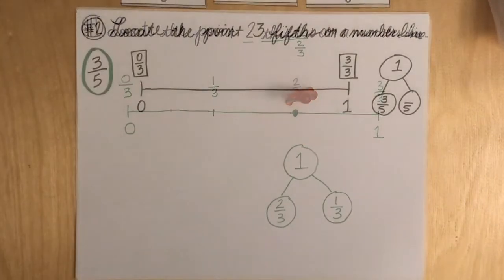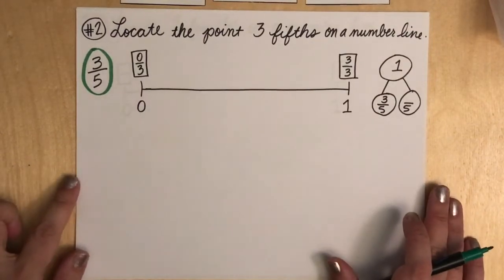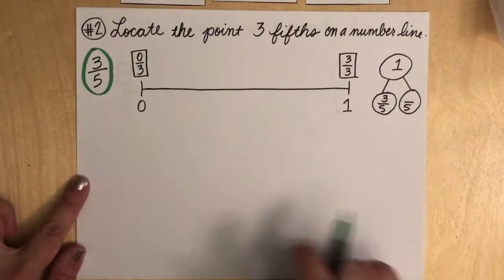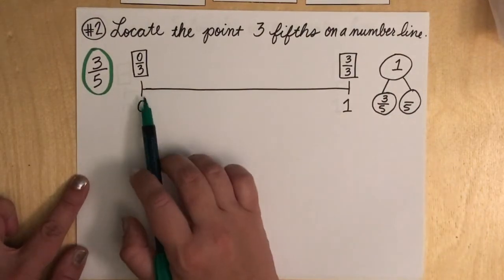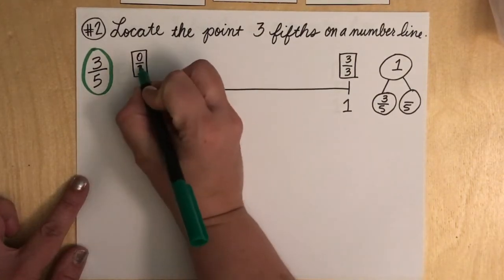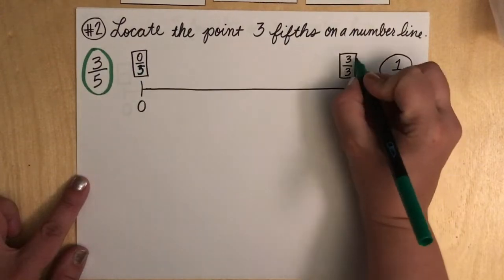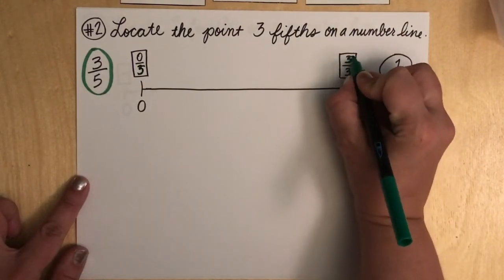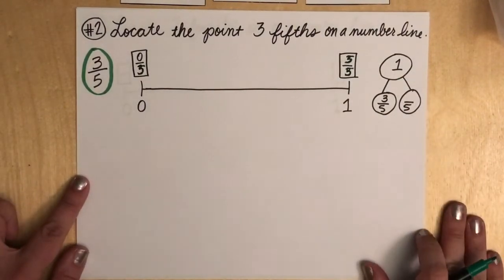Let's try some more. This time we're not going to use our fraction kit because you're not always going to have that when you are doing number lines. So I'd like you guys to draw this on your notes. You're going to draw your number line from 0 to 1, and you're going to write 0, oops, I just noticed my mistake. This is going to be 0/5, and it's going to be 5/5 here. I was still thinking thirds, I think. Okay, so you guys are going to write this on your paper, press pause, and press play when you're done.